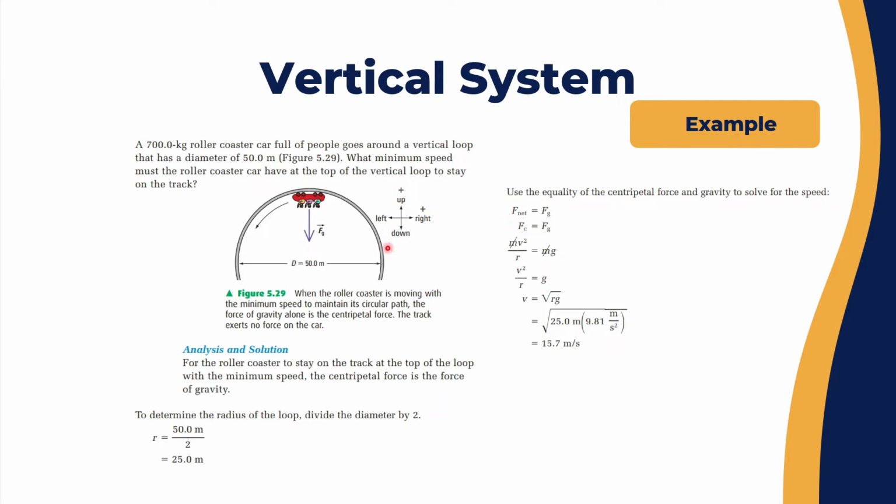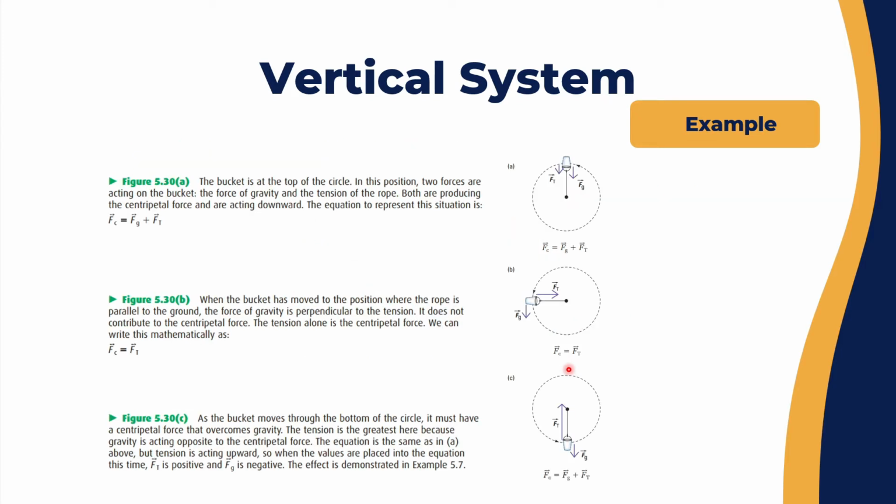F net in this case for the free body diagram analysis equals Fg. What we have here as net forces, we have the centripetal force equals the gravitational force. We know the equation of centripetal force, mv squared over r, gravitational force equals mg. If we cancel the mass from both sides, that would give you v equal to the square root of r times g, which means square root of 25 times 9.81, which equals 15.7 meters per second.